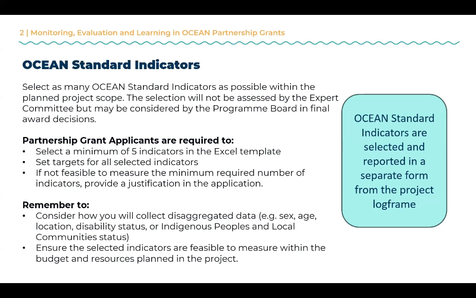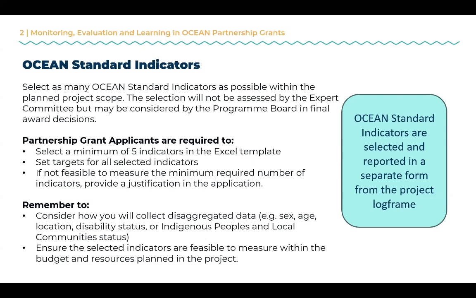For the requirements for this part of your application, you'll be asked to select a minimum of 5 indicators from the Excel template of standard indicators, and then set targets for all of those selected indicators. If you feel it's not feasible to measure this minimum required number of indicators, you should provide a strong justification for this in your application.